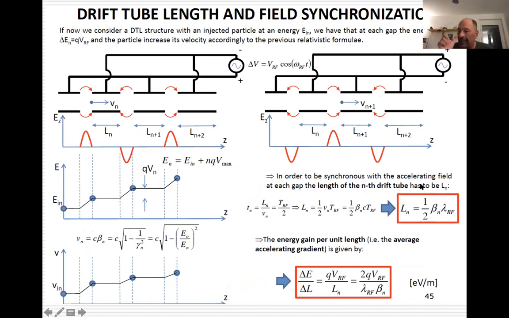The nth drift tube, the drift tube number n, must have a length which is given by 1/2 beta n lambda, where beta n is the velocity in the nth drift tube, and lambda is the wavelength of the radio frequency. If this is the condition, then you will have an energy gain per unit length, so the accelerating gradient, which is given by this formula. Essentially, you see it's proportional to the maximum voltage of the radio frequency, inversely proportional to the wavelength and to the velocity.